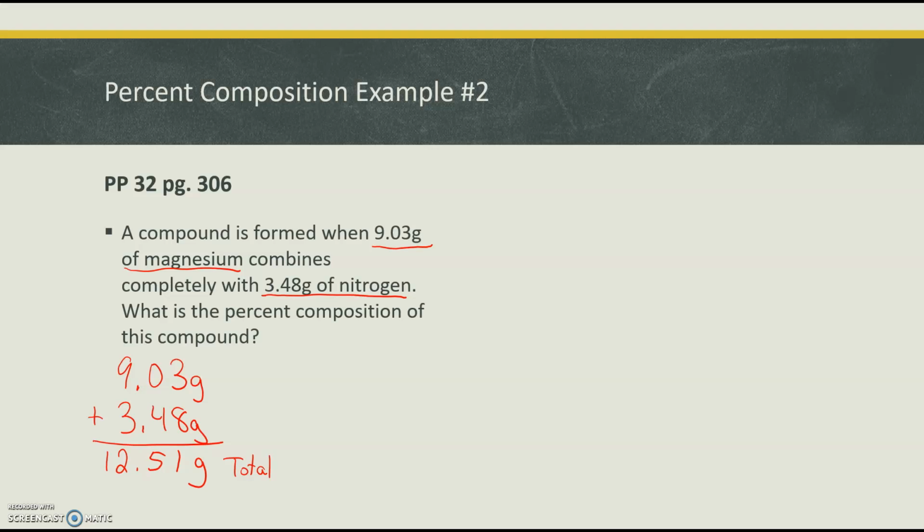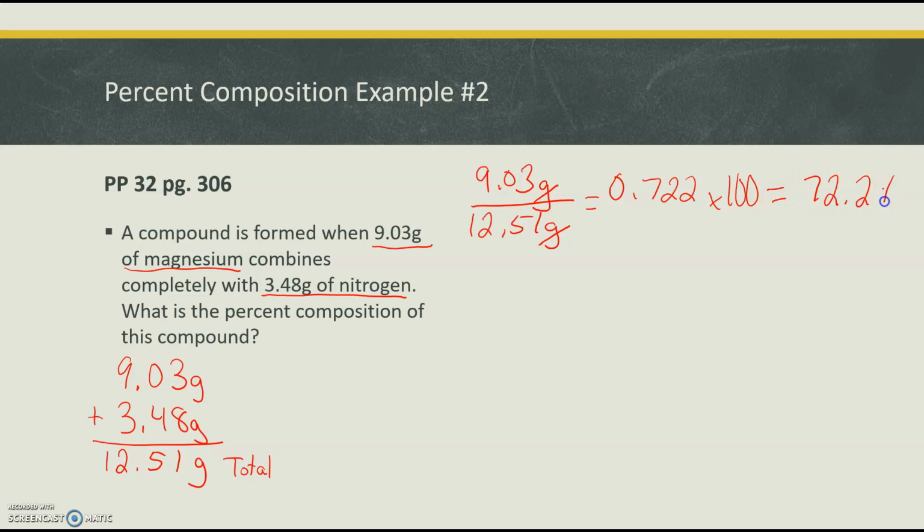From this point, we're going to set up our equations. So the 9.03 grams for magnesium over the 12.51 grams, which is total. Remember, grams cancel out, and this will give us a decimal of 0.722. We multiply this by 100 in order to get 72.2%. This is for the element magnesium.